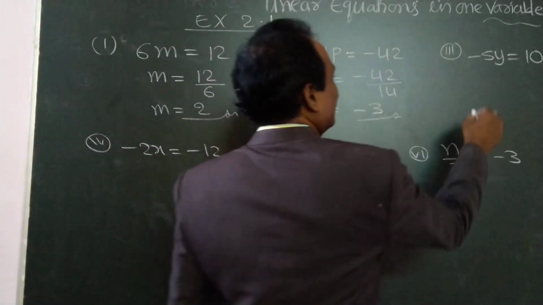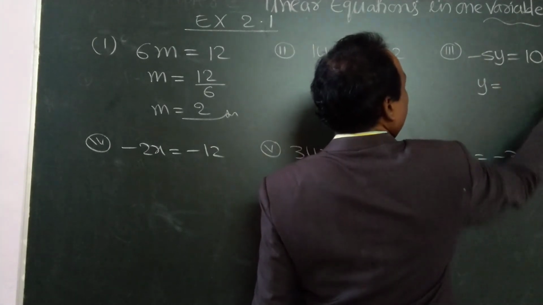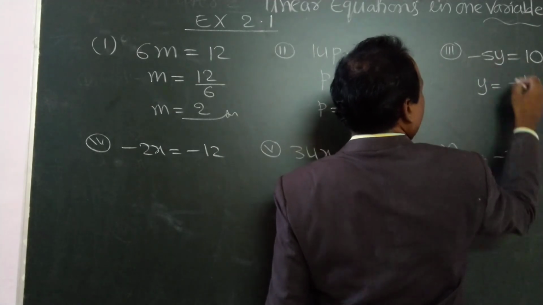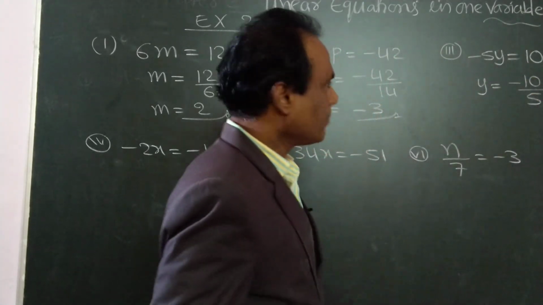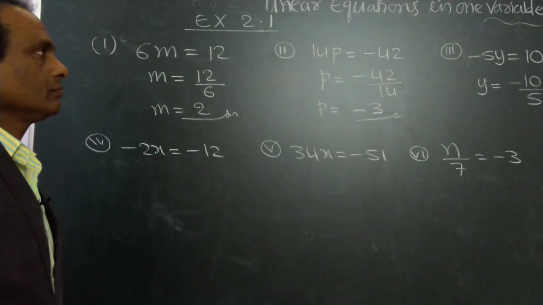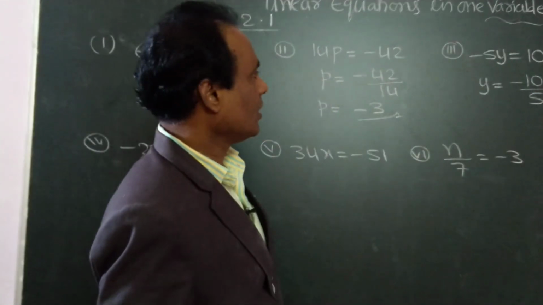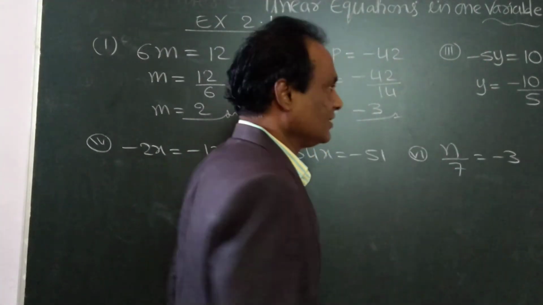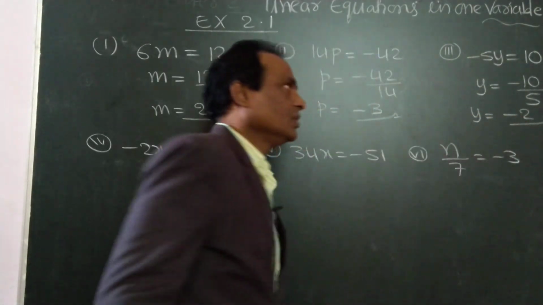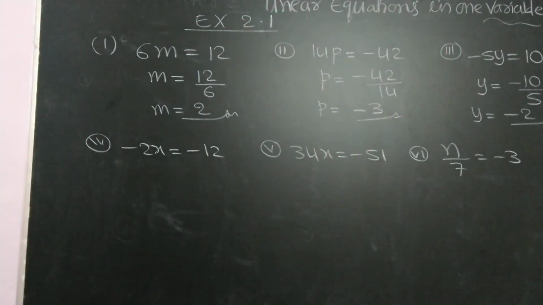See, y is equal to. We have to keep only y on this side, so take minus to the right side, by 5. Minus is taken here and kept on the right side. If you take minus, it will become denominator minus 5. 10 by minus 5 is minus 2, the answer. 10 by 5 is 2.